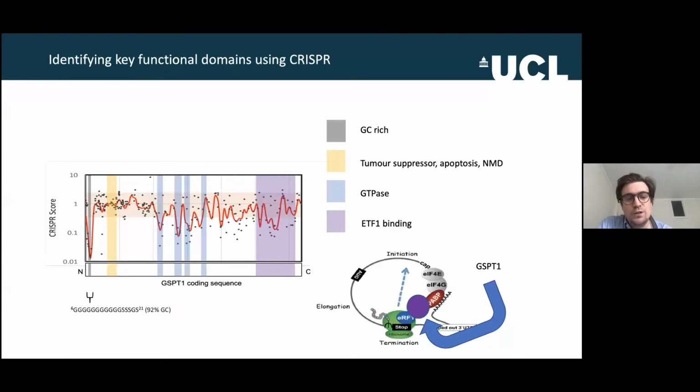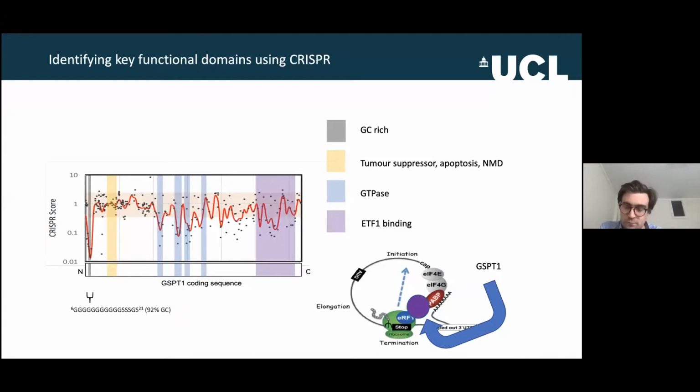And then when you go to the C terminus, it's the GTPase domain and the ETF1 binding domain that seem to be critical. And this fits with GSPT1's role in translation termination, where ERF1 or ETF1 mimics a tRNA, I should say, recognizes the stop codon, and then GSPT1 lends its GTPase activity to terminate the protein.